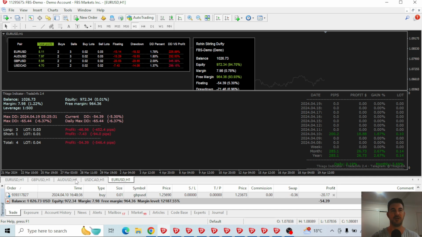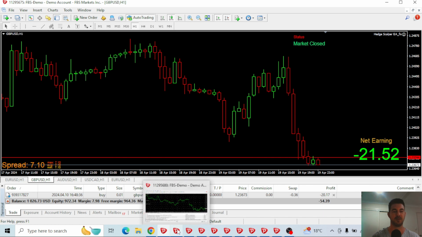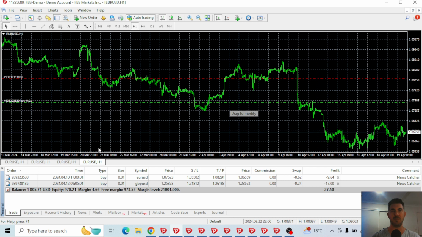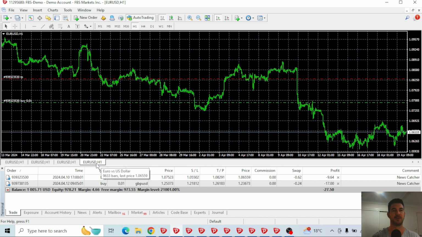There's not really much for me to tell you about it, but it might be one that I can backtest. It's pretty interesting. But yeah, Head Scalper EA. It is running more pairs, so we'll see how it goes. This one here is Newscatcher Pro, and that's just Euro USD, not doing anything there.